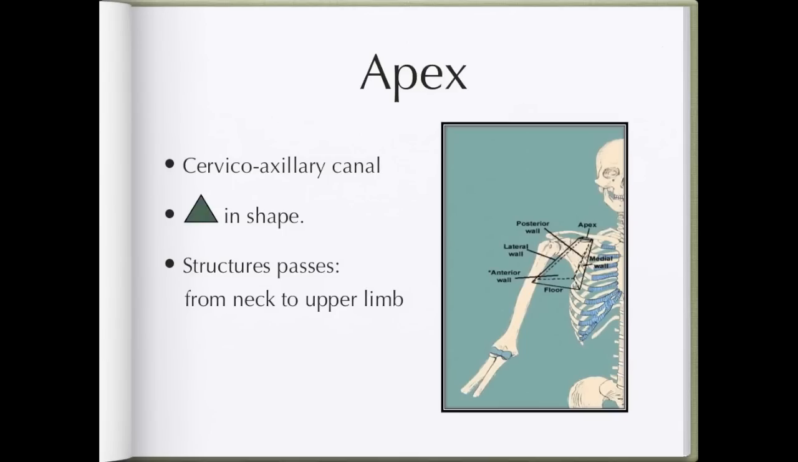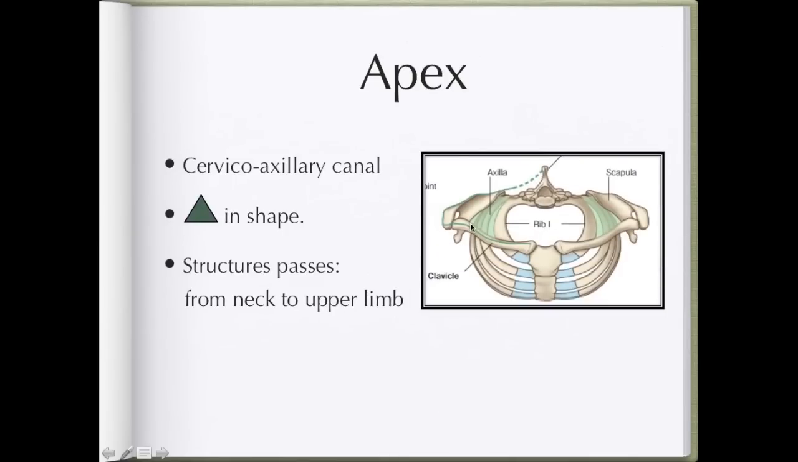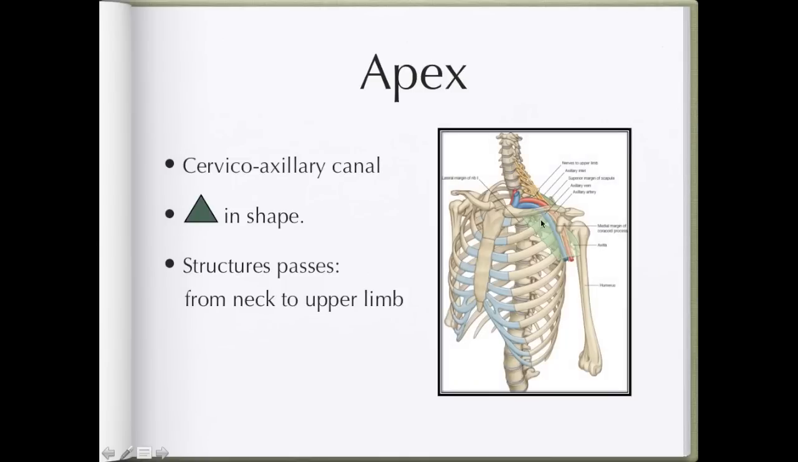The first is the apex. The apex is present in this region, so it is a communication from the neck to the upper limb, and it is triangular in shape. It is also called the cervico-axillary canal because all the structures from the cervical region going into the upper limb go through this canal. Here you can see this triangular shaped space. The anterior boundary is the clavicle, posteriorly it is bounded by the superior border of the scapula, and medially by the outer border of the first rib. The great vessels and nerves going into the upper limb have to pass through the cervico-axillary canal.